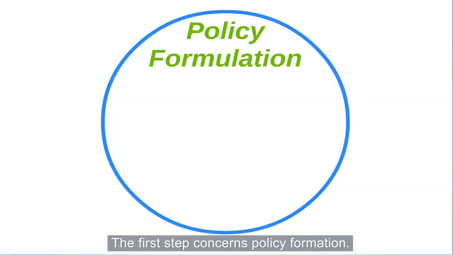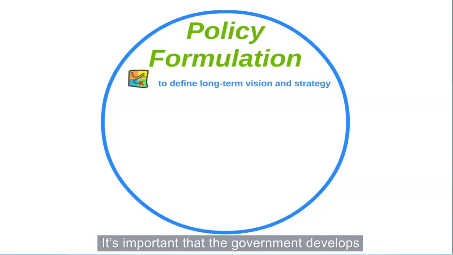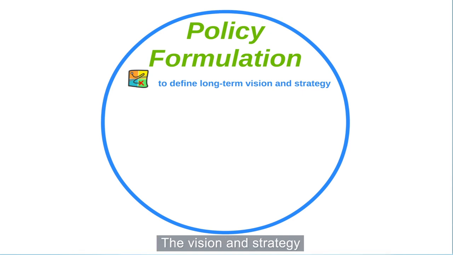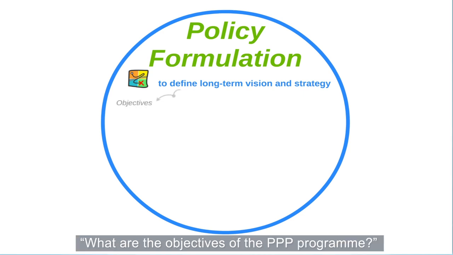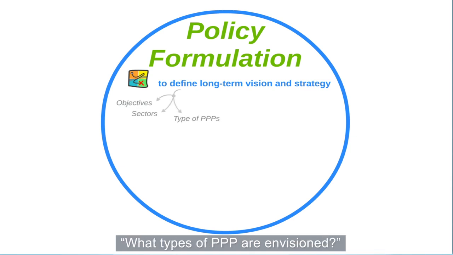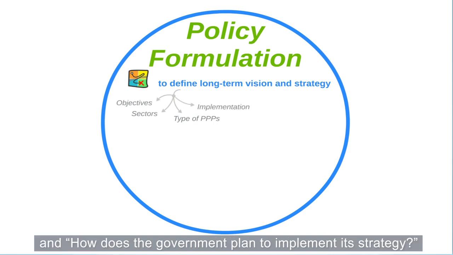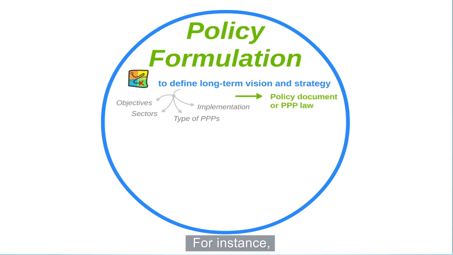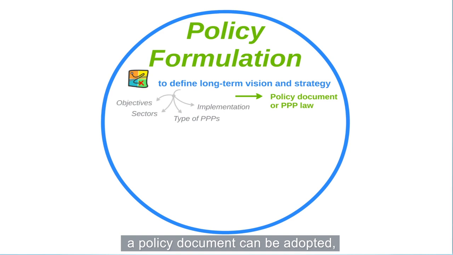The first step concerns policy formation. It's important that the government develops a vision and a strategy for using PPPs as a means to deliver public infrastructure services. The vision and strategy should address issues such as: what are the objectives of the PPP program? Which sectors are targeted? What types of PPP are envisioned? And how does the government plan to implement the strategy? This can take different forms. For instance, a policy document can be adopted, or a dedicated PPP law can be enacted. The overall principles remain the same, regardless of how the strategy is formulated.